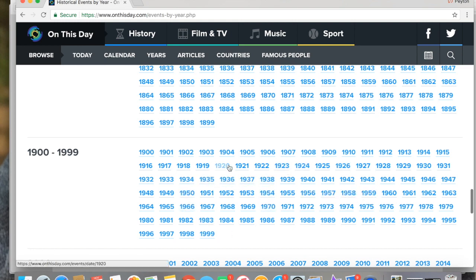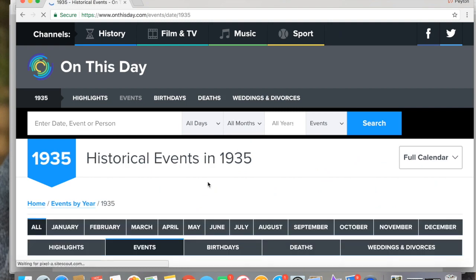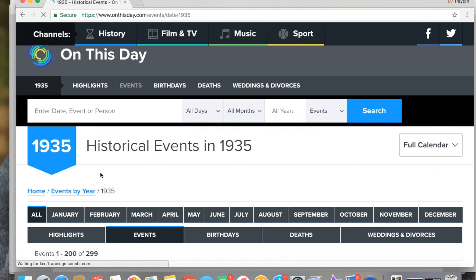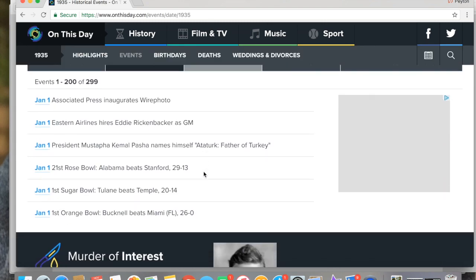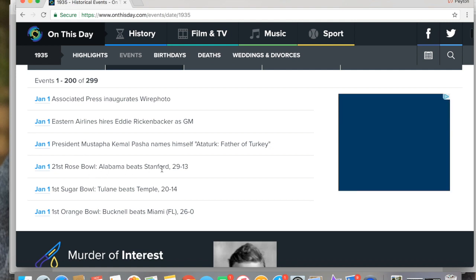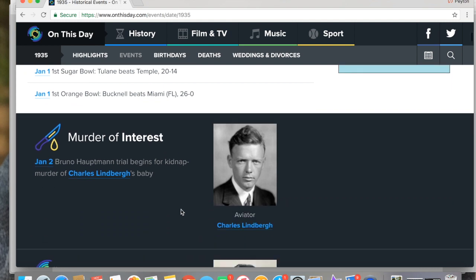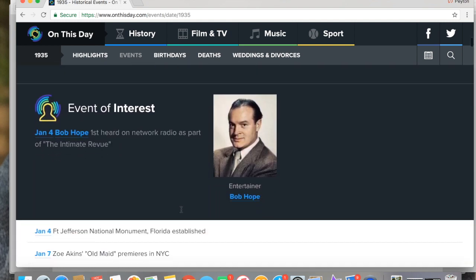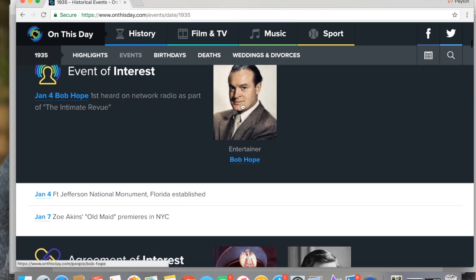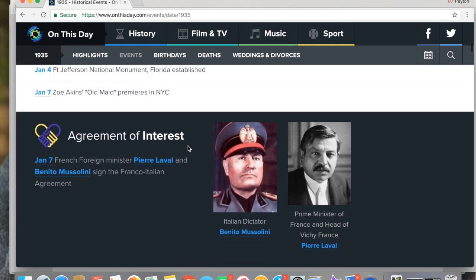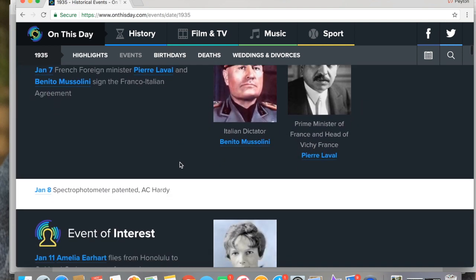Let's just pick some random years and find some things that are our favorite parts, our hearts, and our questions, our question marks. So let's just click on 1935 and see what we get. These are all the historical events, things of importance that happened in 1935. You can read down, and it says Alabama beat Stanford on January 1st. I mean, that was an event, but maybe it wasn't the most exciting thing. Here's something else. There was an entertainer named Bob Hope, and he had his first radio part. I wonder what that's about.